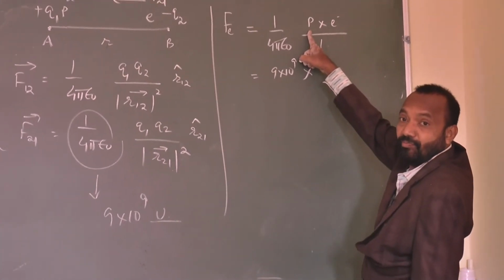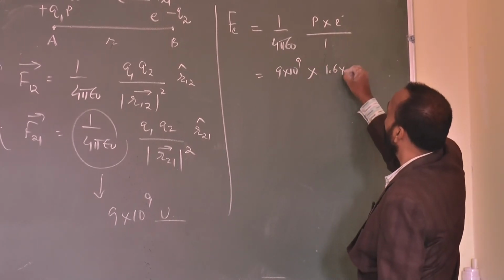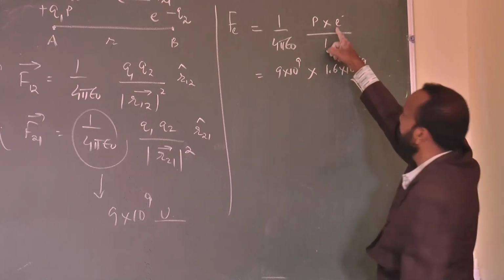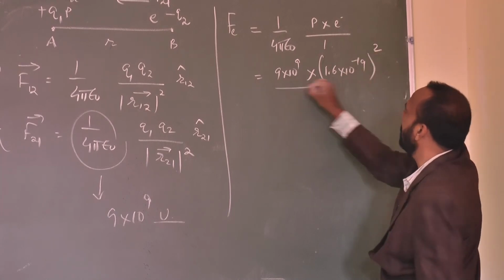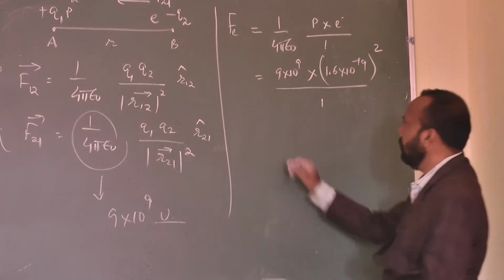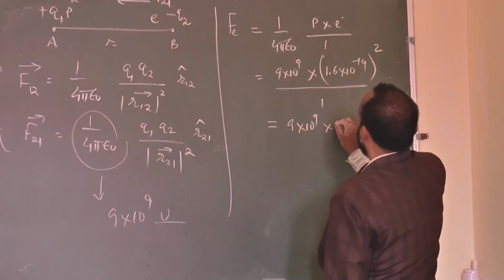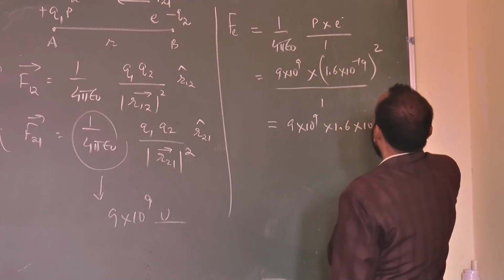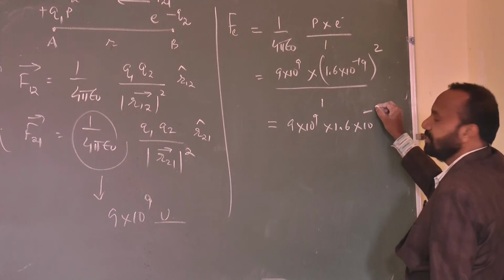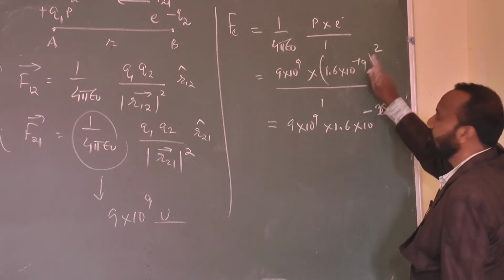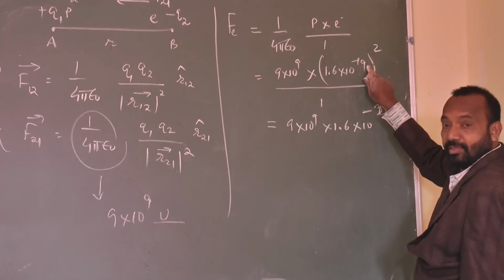Then 9 into 10 to the power 9, and Q1 is how much? Proton: what is the value of the proton charge? 1.6 into 10 to the power minus 19 coulomb, and the electron is also 1.6 into 10 to the power minus 19 coulomb. So this whole square, divided by 1. So here the force of interaction will be 9 into 10 to the power 9 into 1.6 into 10 to the power minus 19 whole square. Minus 19 whole square is how much? Minus 38.